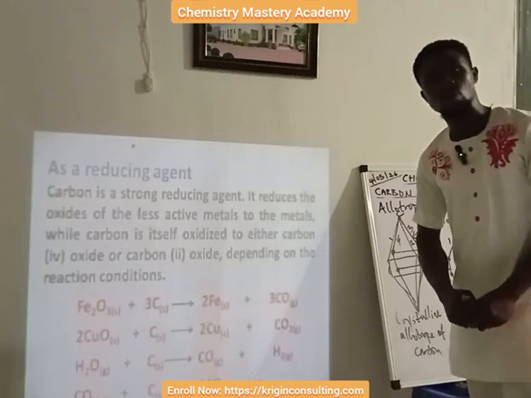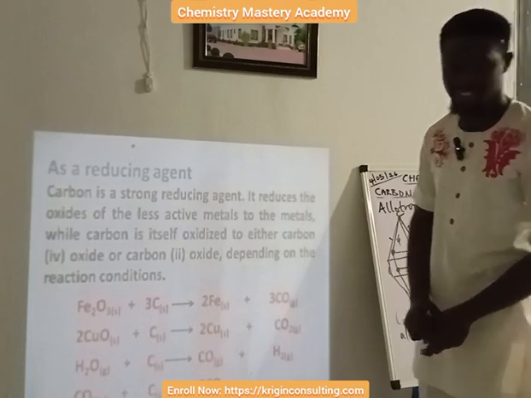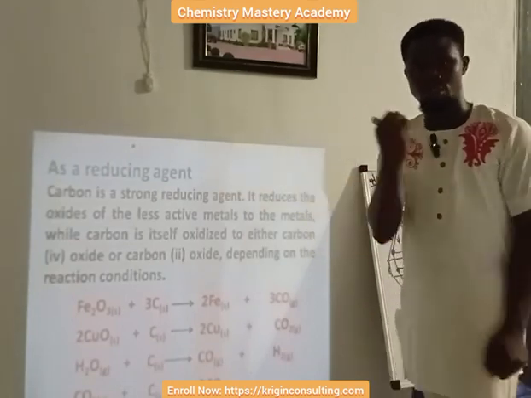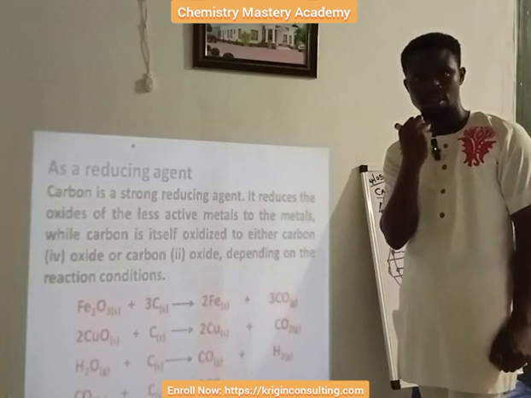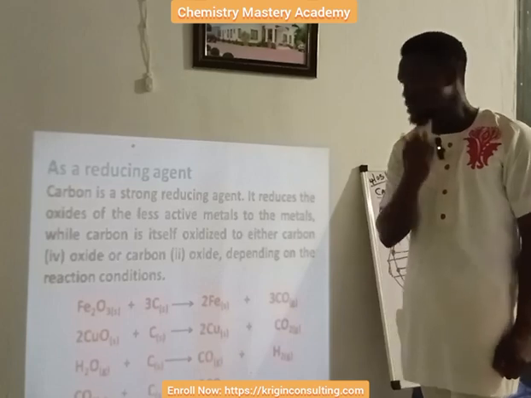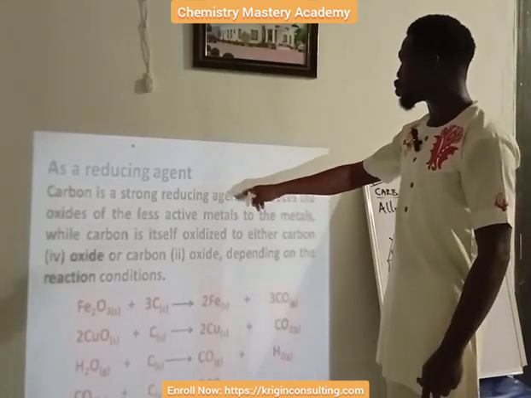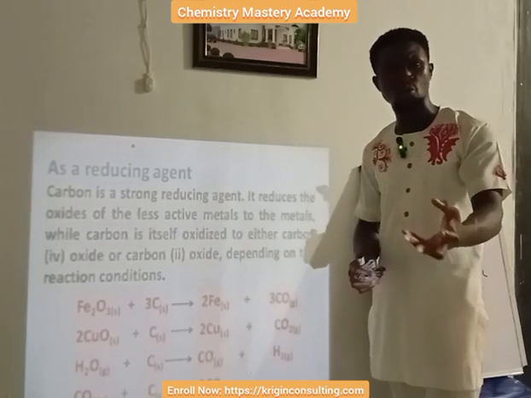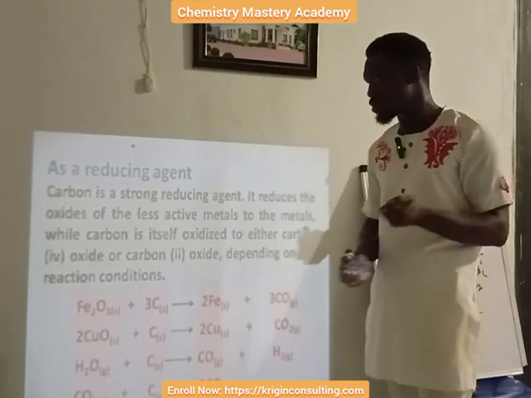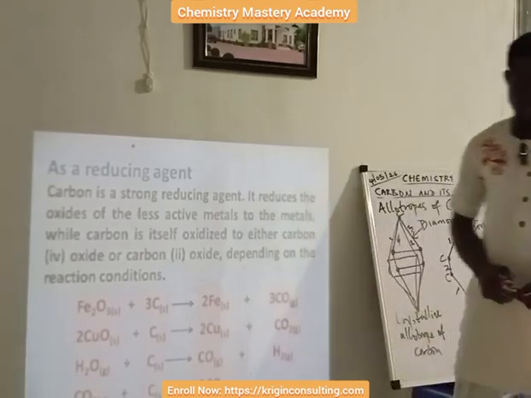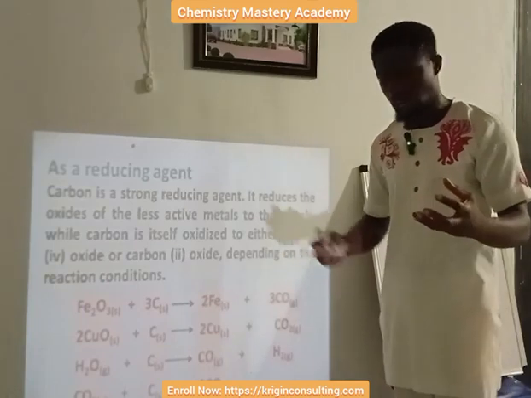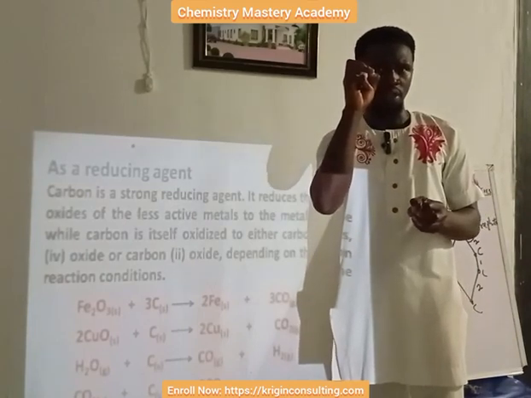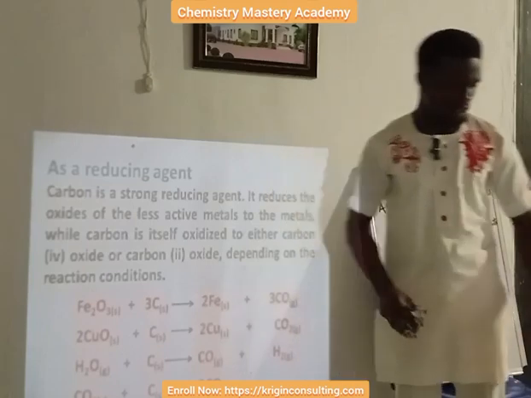Now, carbon can be used as a reducing agent. A reducing agent will remove oxygen from a substance. So carbon is a strong reducing agent. Carbon has the ability to remove oxygen. That's why we said it can be used as a reducing agent. If you take a substance that has oxygen and you bring carbon, you join them together, carbon will remove the oxygen that is in that substance. That's why we say it's a reducing agent.